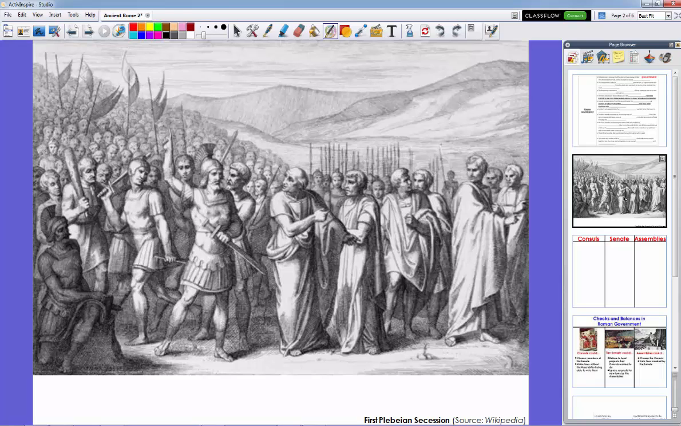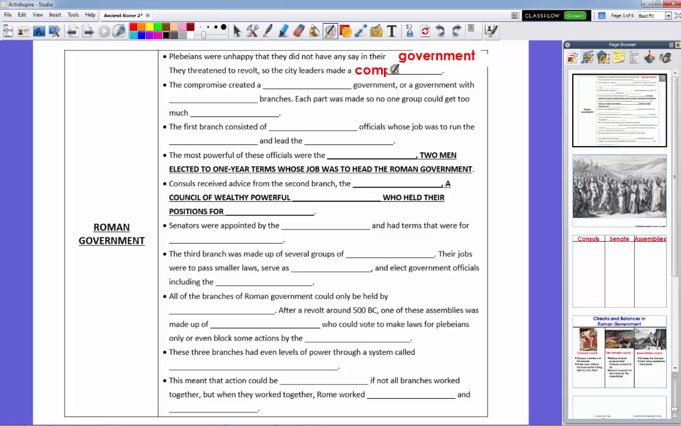So as a result, the patricians didn't have anything. They couldn't buy or anything like that, because the people who ran the city, who gave the city its life, were all gone. And as a result, the patricians came out and negotiated with them, and the city leaders made a compromise, which set up the new form of government. Now, as I just said, the government had two branches, and it added a third branch. This compromise created what we call a tripartite government, or a government with three branches. And in keeping with the Roman tradition of not wanting a king, each part was made so that no one group could get too much power. We call this a separation of powers.